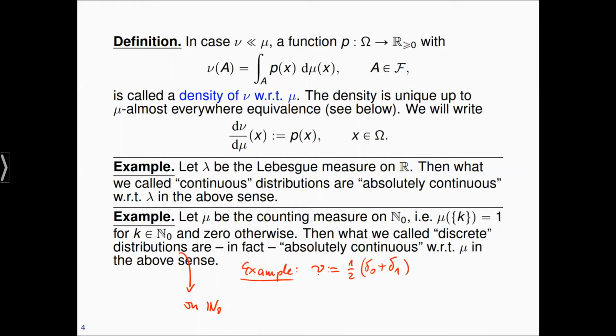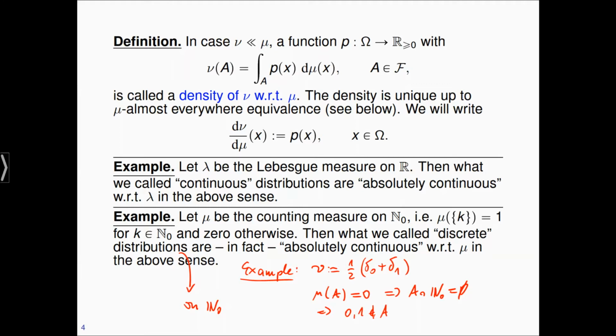So nu is basically the Bernoulli distribution. So 0 gets weight 1/2 and 1 also gets weight 1/2. And now if the mu measure of a set is 0, so if mu of A is 0, this means that there are no non-negative integers in the set A, so that A intersected with N0 is empty. And if there are no non-negative integers in the set A, then also 0 and 1 are not in the set A. So this implies that 0 and 1 are not in A.